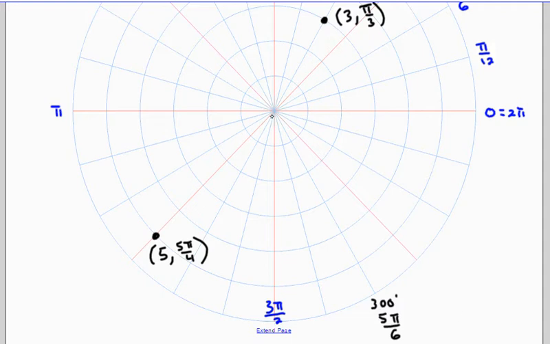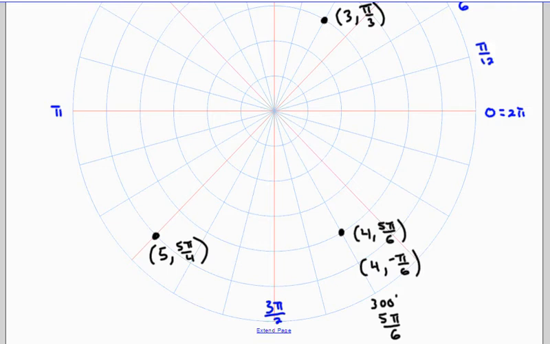If I drew a point here, let's say we came out here 1, 2, 3, let's go 4. This would be the point (4, 5 pi over 6). Instead of going counterclockwise, I could tell somebody to go clockwise. And then this would be the point 4, and it would be negative pi over 6.